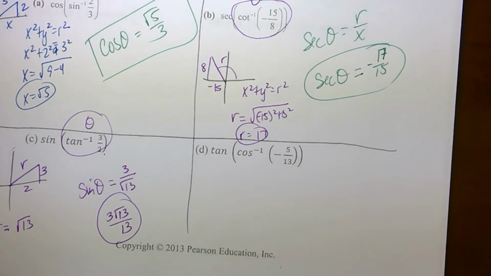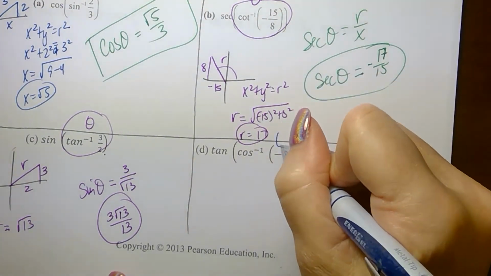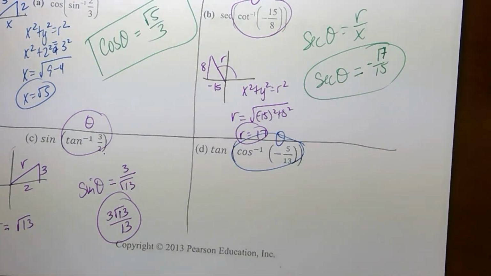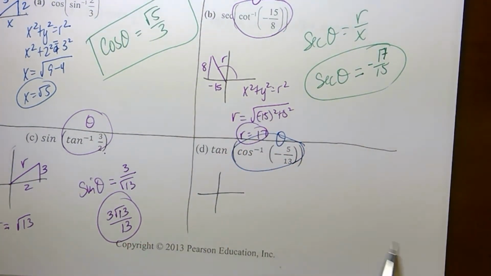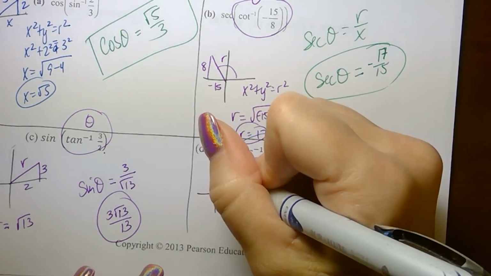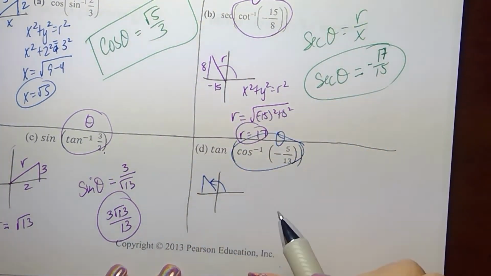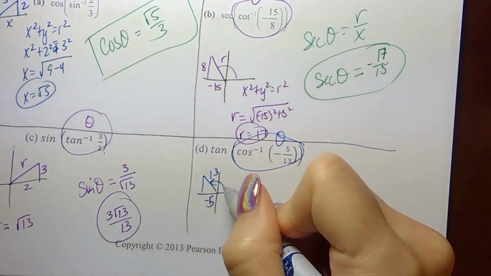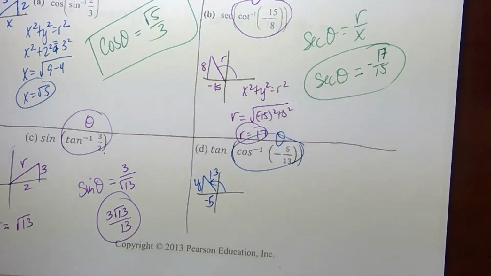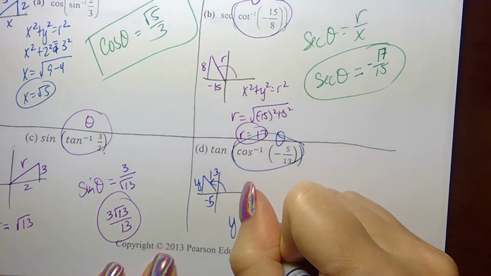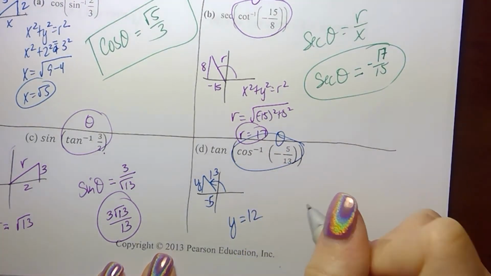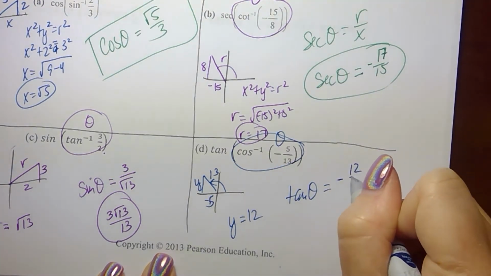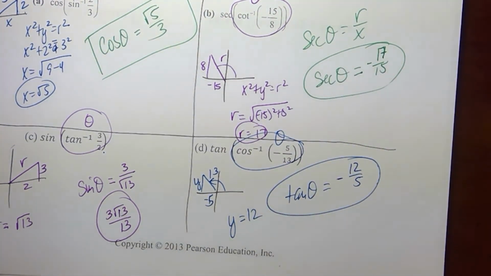And finally, D, I need the tangent function value of some angle theta. I know that my cosine function value is negative. Well, cosine inverse is restricted to quadrants 1 and 2, and it's negative in quadrant 2, so this is my angle theta. I know that I have a negative 5 as x and 13 as r, and I need to solve for y. I'm going to use the Pythagorean theorem to solve for y, and I get 12. Tangent of this angle, y over x, is negative 12 fifths because my x value is negative.